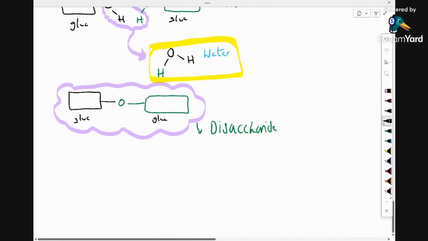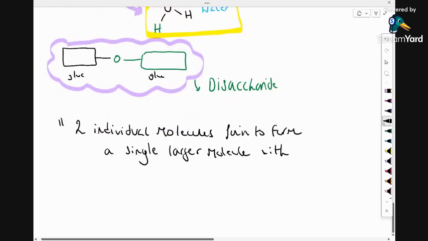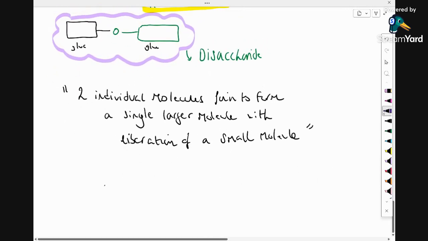And there's a definition for this type of reaction which states that if we take two individual molecules and we join them together to form a single larger molecule, with the liberation of a small molecule, we call this a condensation reaction. Okay, it's a condensation reaction. Very important.